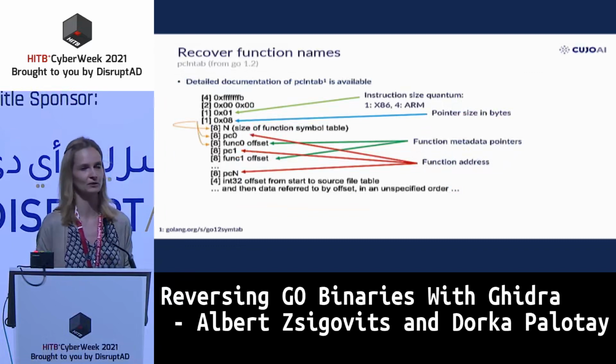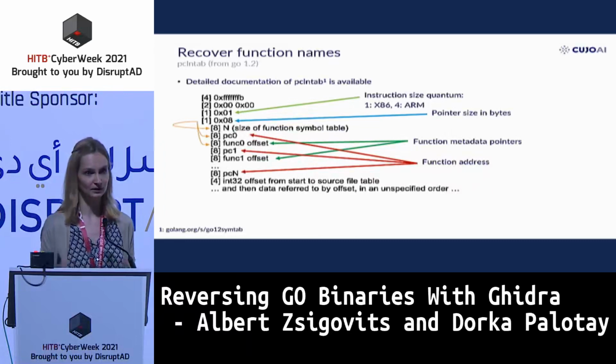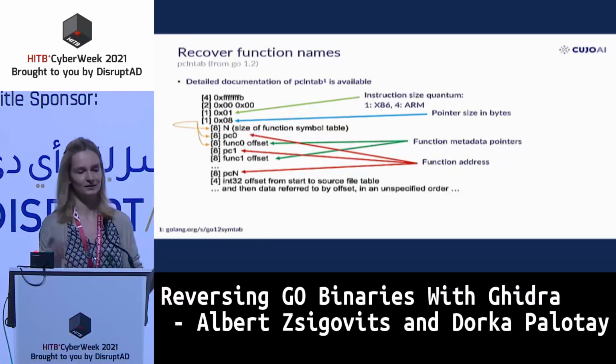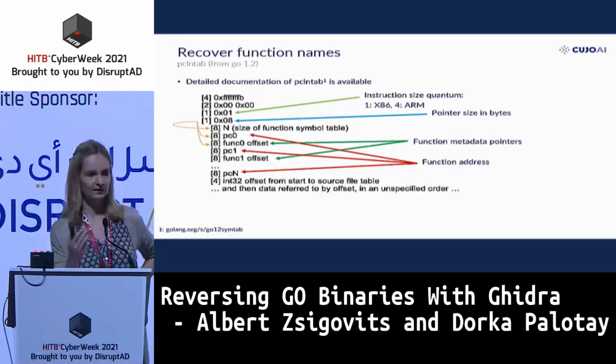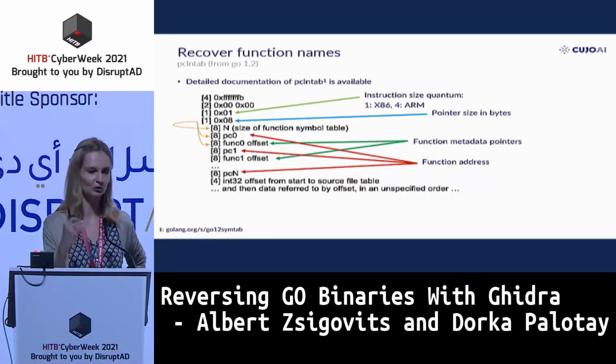From Go version 1.2, there is a very nice documentation. The link is on the slide if someone is interested in more details about how the PCLN tab structure looks like. It always starts with a magic value, then 20 bytes, followed by the instruction size quantum and the pointer size. And then what is really interesting for us here is function addresses followed by the function metadata pointers. So we have an address of a function and then a pointer to a function metadata table.